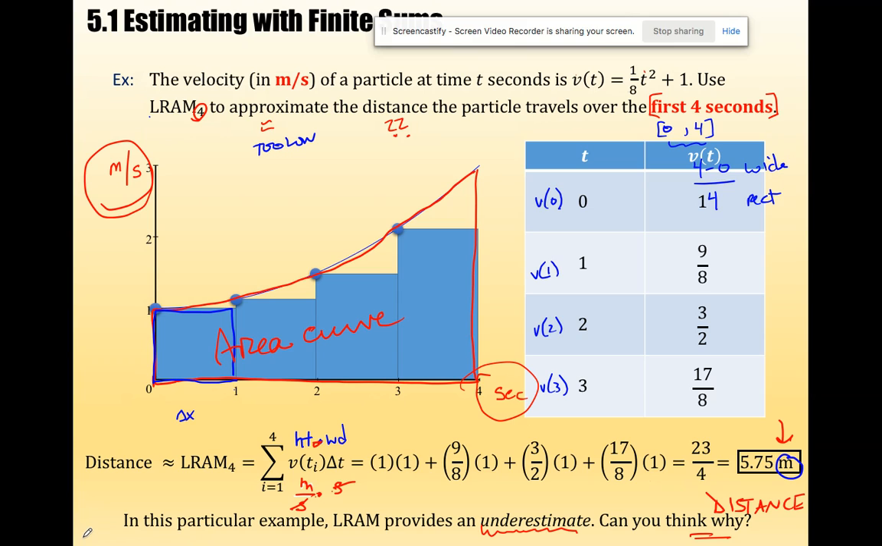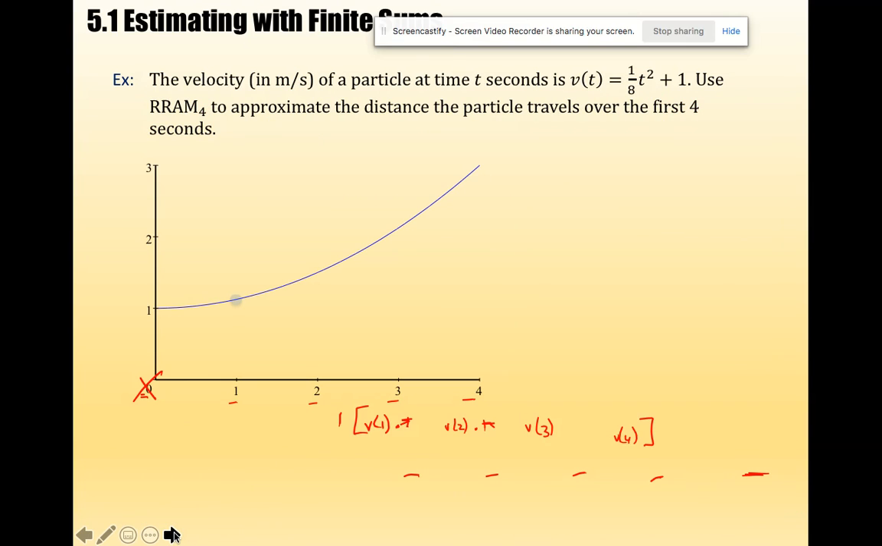But look at the LRAM situation. In LRAM, there are still 5 function values in play here. Who got left out of the LRAM party? The last one, right? Because this is V of 0, V of 1, V of 2, and V of 3. So when you're doing an approximation, an LRAM or an RRAM, remember somebody's always going to be left out. Either the first or the last function value doesn't get to come to the RAM party. It's a little exclusive.